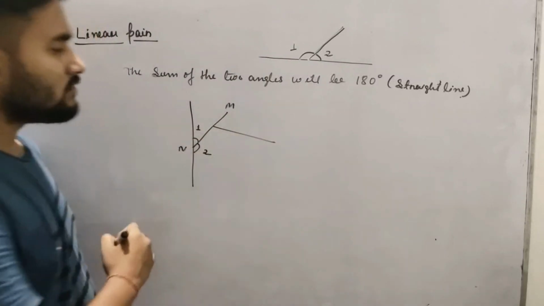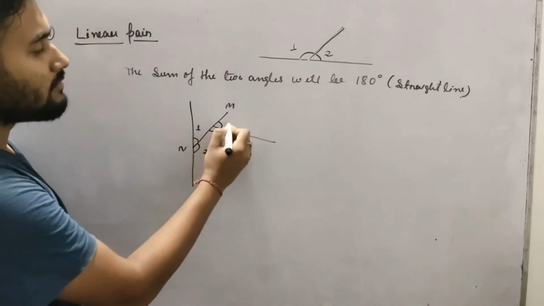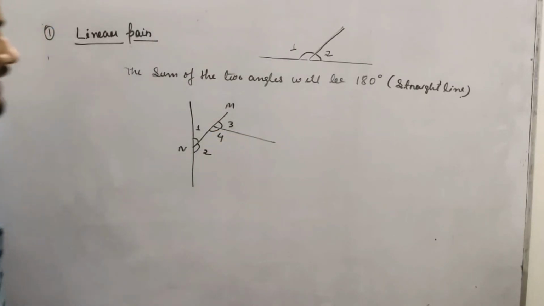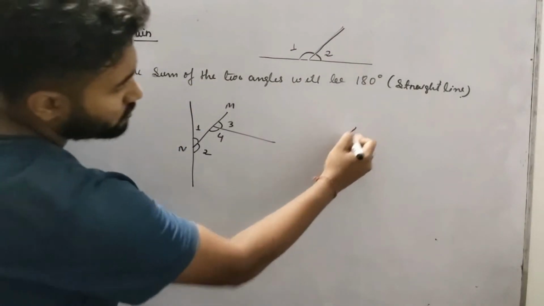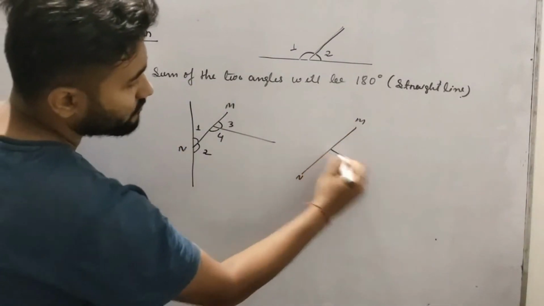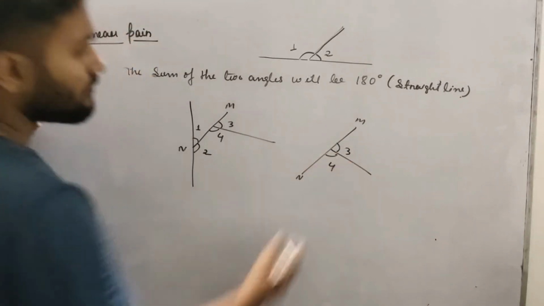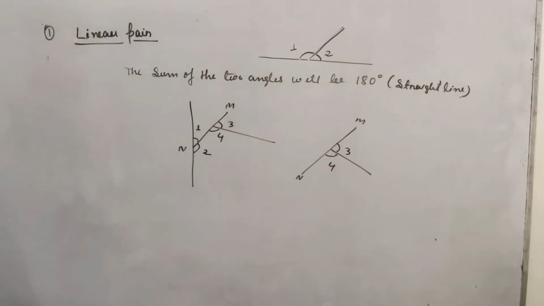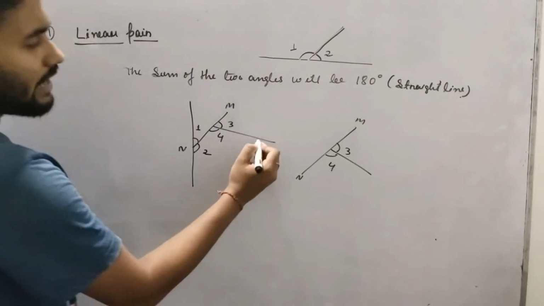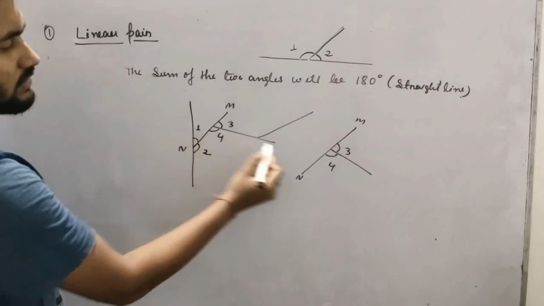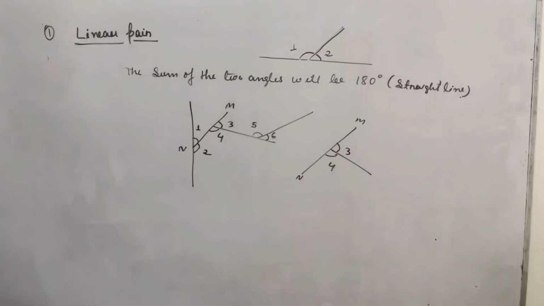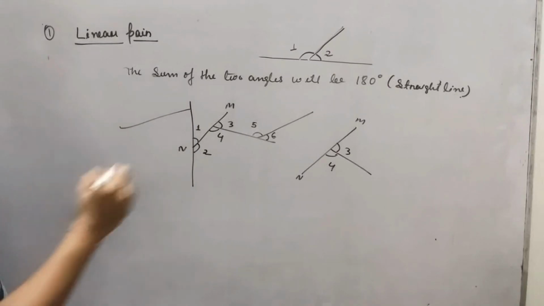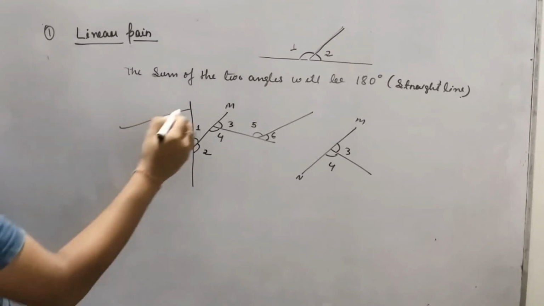So again if I divide this into two parts, these two angles will be angle 3 and angle 4. MN is also a straight line. Okay, don't get confused. So angle 3 plus angle 4 will also be 180 degree. Understood? Like this, if I do, again you see this is also a straight line. So angle 5 and angle 6 will also be 180 degree.